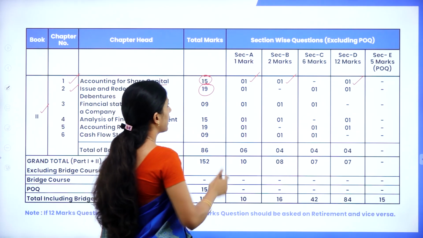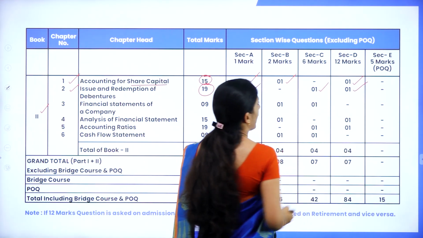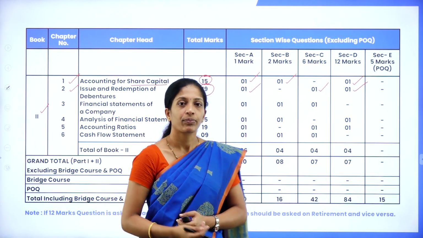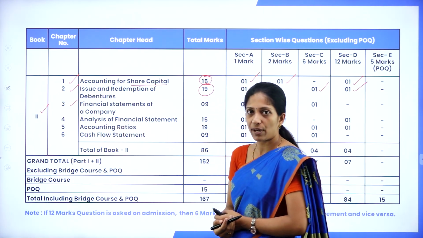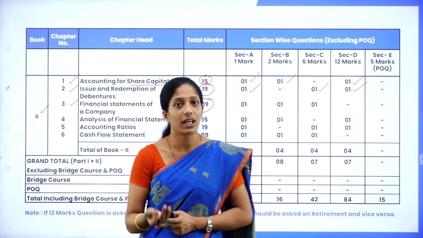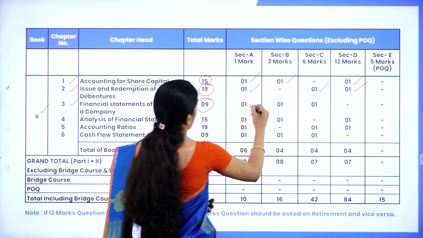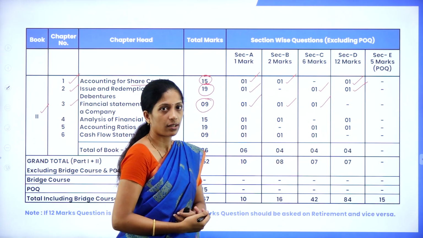So how do you get 19? You'll get 1 mark 1 question, 6 marks 1 question, as well as 12 marks 1 question. Important chapter. Now coming to chapter 3, financial statements of a company. The total weightage is 9 marks. So how do you get this 9 marks? You'll get 1 mark 1 question, 2 marks 1 question, 6 marks 1 question.